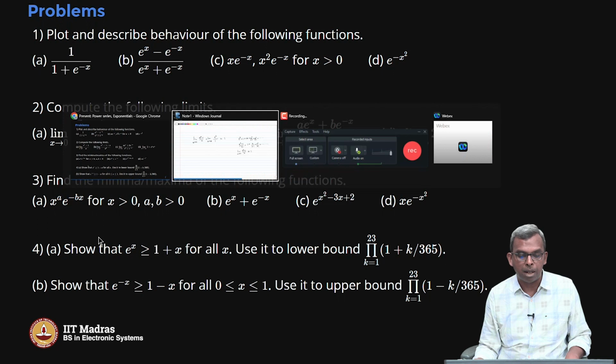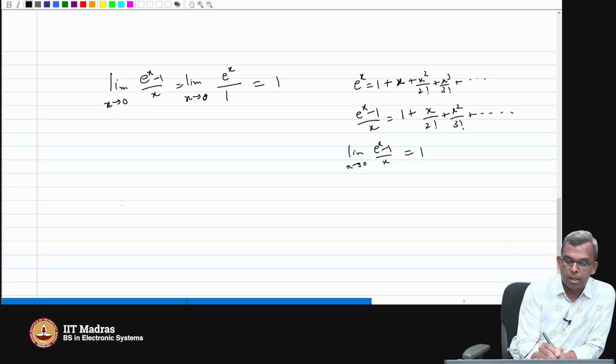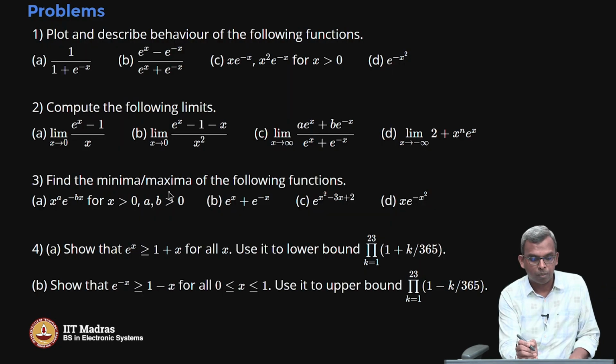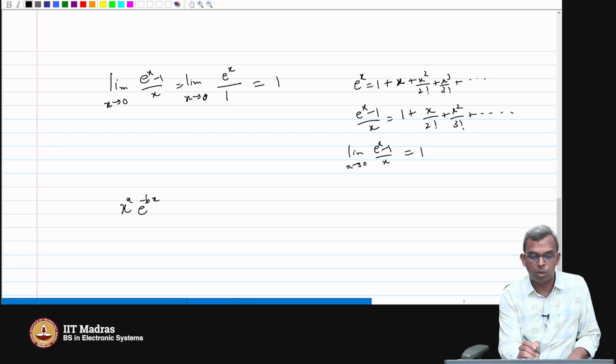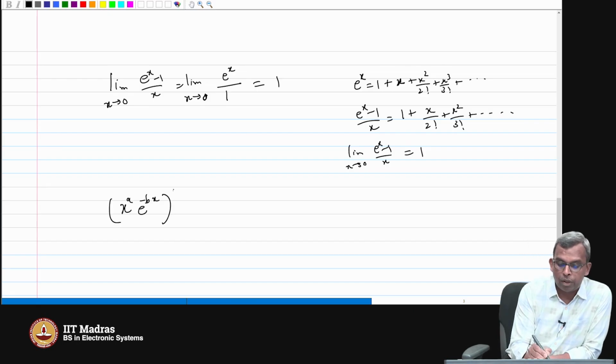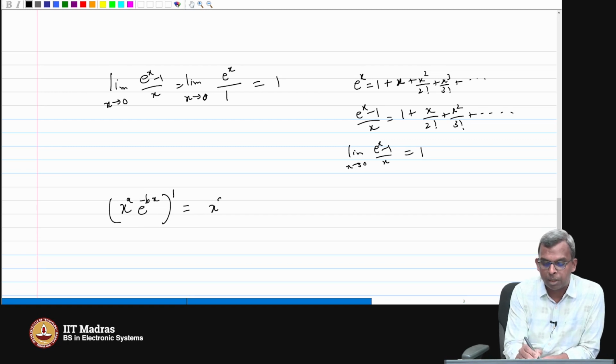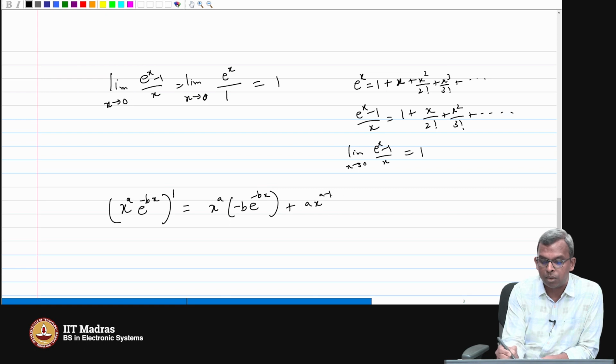x^a e^(-bx). Everything is positive here, x is positive, that is what we are interested in. If you take the derivative, you have to use the product rule here. I am going to say x^a times the derivative of e^(-bx), that is -b e^(-bx), plus the derivative of x^a, which is a x^(a-1), times e^(-bx), and this has to be 0.